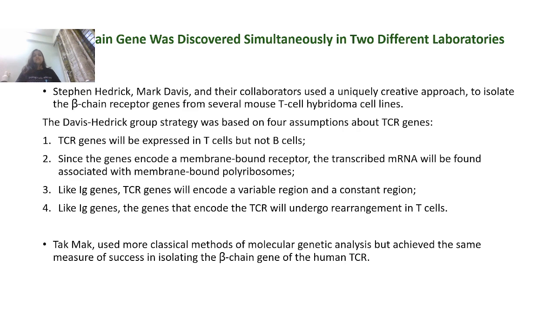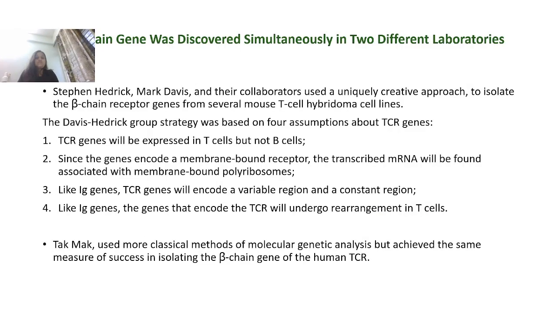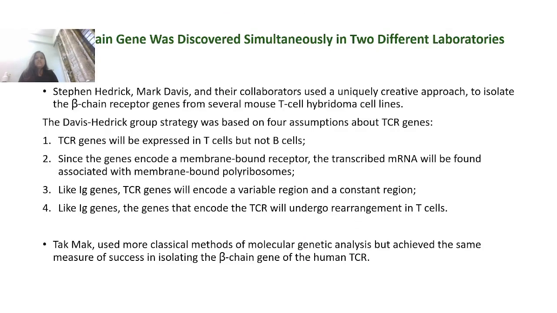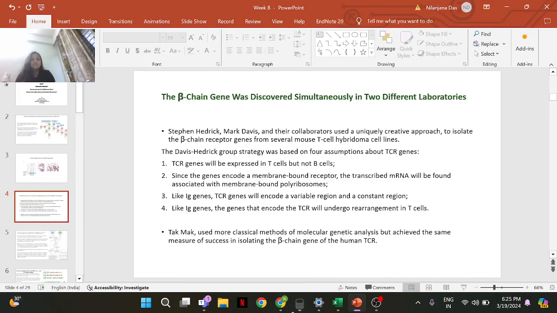So this beta chain was discovered simultaneously from two different laboratories. It is an interesting story how they found this beta chain, and similarly after that in this procedure they found the alpha chain. So there were two scientists, Stephen Hedrick, Mark Davis, and their collaborators, who used an approach to isolate the beta chain receptor genes from several mouse T cell hybridoma cell lines.